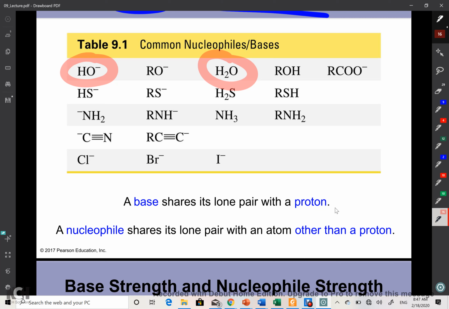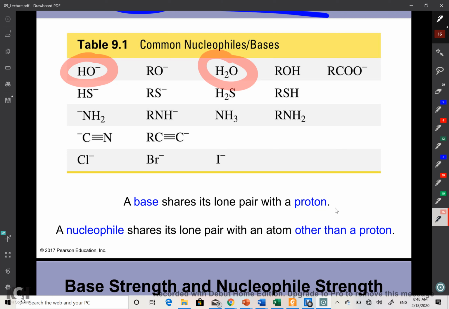Which of them is a stronger base? Between OH minus and H2O, which of them is a stronger base? OH minus is a stronger base because of that negative charge. Does that make sense? That negative charge, that excess of electron. So that negative charge causes OH minus to be a stronger base.